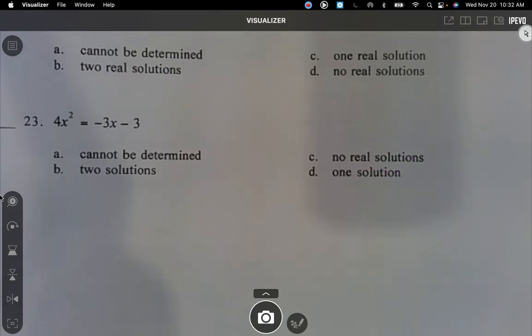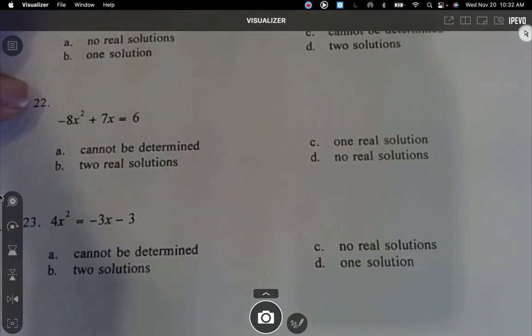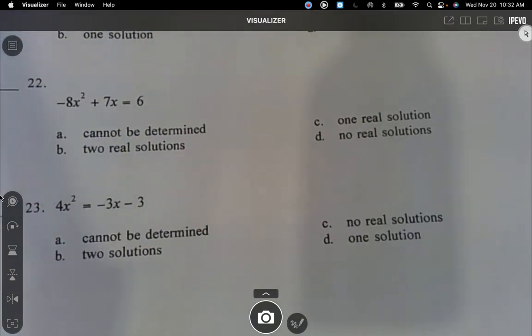Does that sound good? All right, so for number 22, all we look at is what's under that square root. You can go through x, or you can graph them and look at the picture. Negative b plus or minus the square root of b squared minus 4ac. That's all that matters on these.